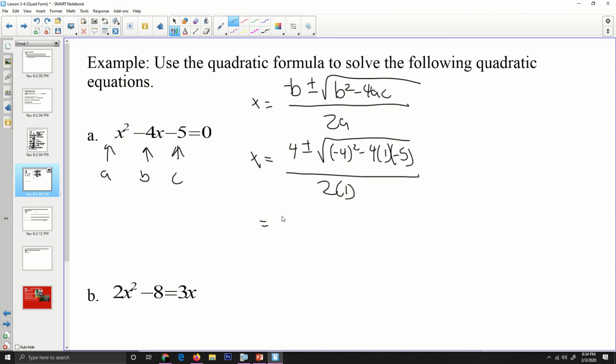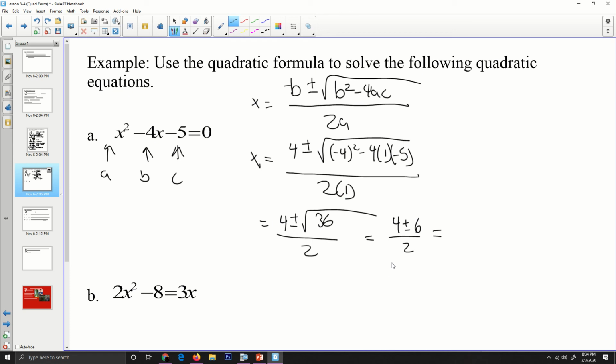So we're going to simplify that. 4 plus or minus the square root. 4 squared is 16. Negative 4 times negative 5 is positive 20. Positive 20 and 16 is 36, all over 2. And 36 is a perfect square, so I have 4 plus or minus 6 all over 2.